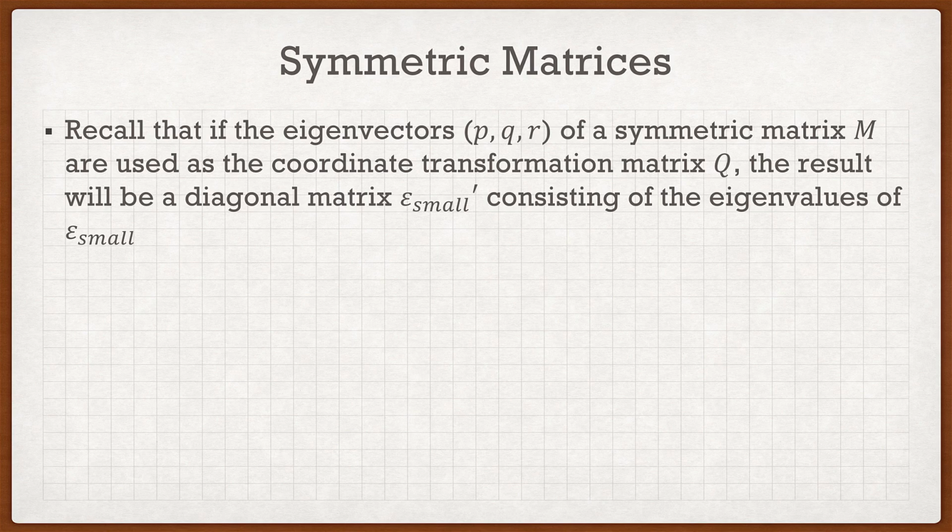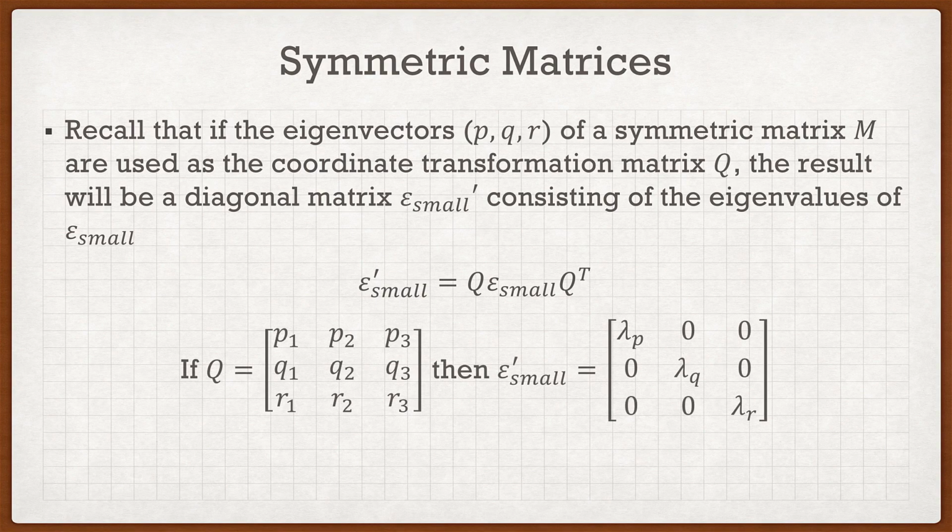So what does this mean? I don't like English. I prefer actual equations. This means that if I want E small prime in diagonal form, we can make it equal to Q times E small times Q transpose. And the key here is that Q will have the eigenvectors as its rows. The first row of Q is P1, P2, P3. The second row of Q is Q1, Q2, Q3. And the third row of Q is R1, R2, and R3. Then if we take that matrix and transform E small, E small prime is just going to be a nice diagonal matrix consisting of the eigenvalues, or the principal strains.